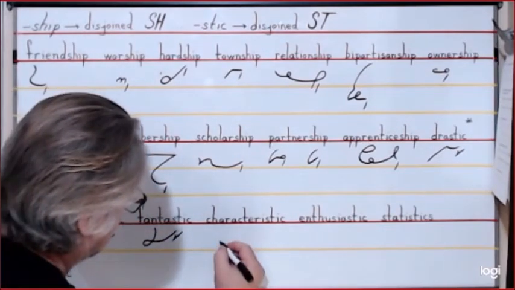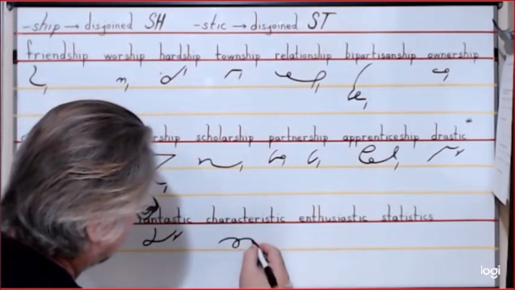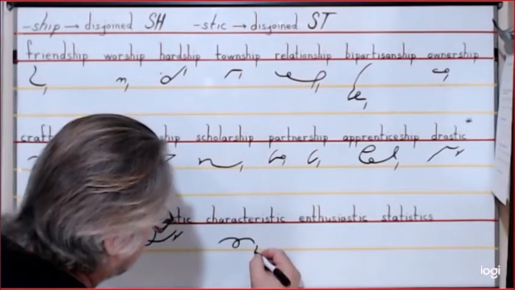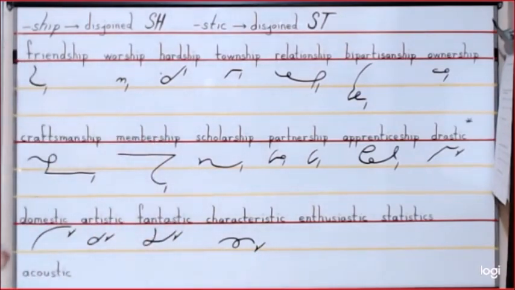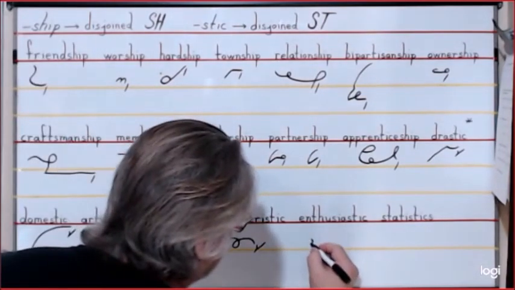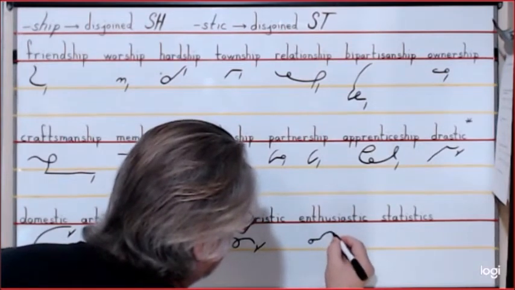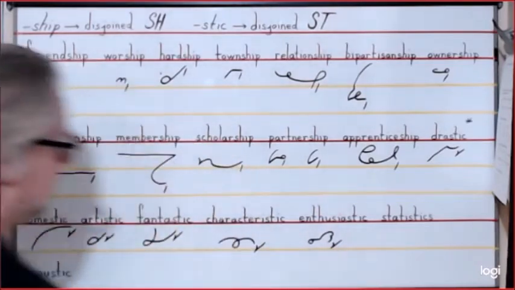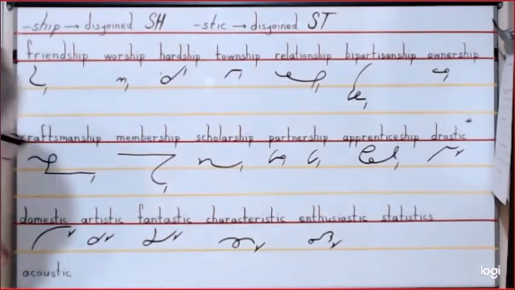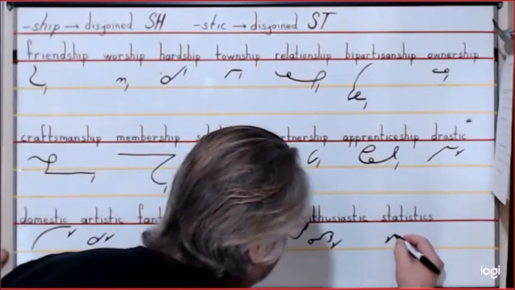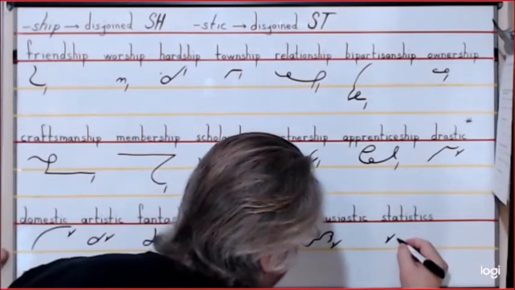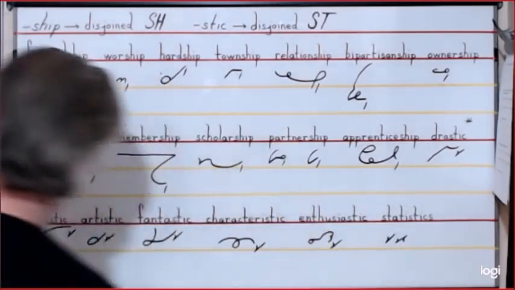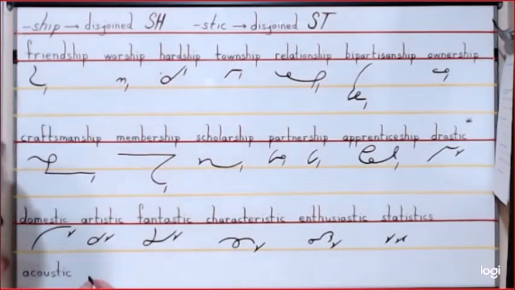Characteristic is K-A-K, and then a disjoint ST. Enthusiastic is E-N-T-H-U-S, and then a disjoined ST. Statistics is ST, a disjoined STS. And finally, acoustic is AK, then a disjoined ST.